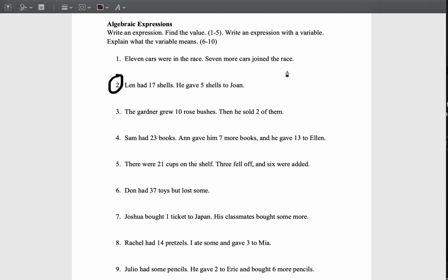Len had 17 shells. So Len had 17. He gave 5 shells to Joan. Now, if he had 17 and he gave 5 shells to Joan, then it would obviously be subtracting. And we all know that 17 minus 5 is 12. So that is the final answer for number 2.